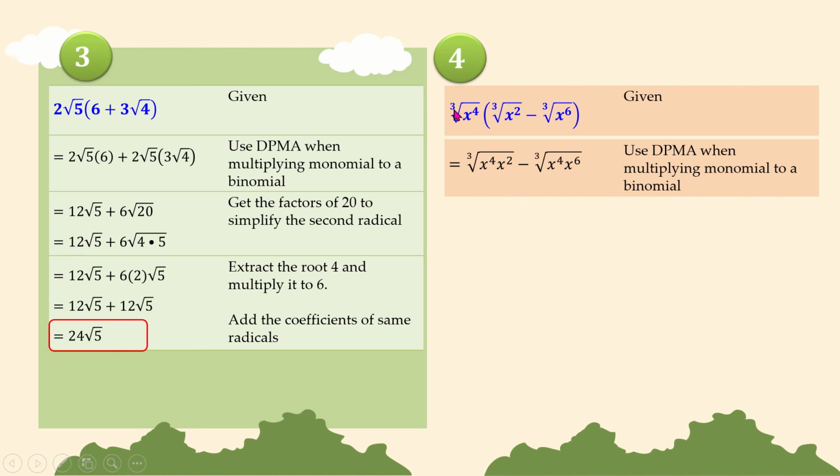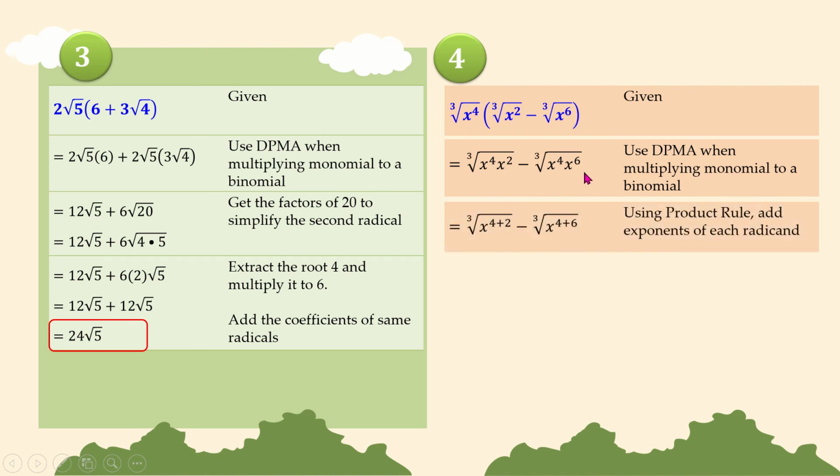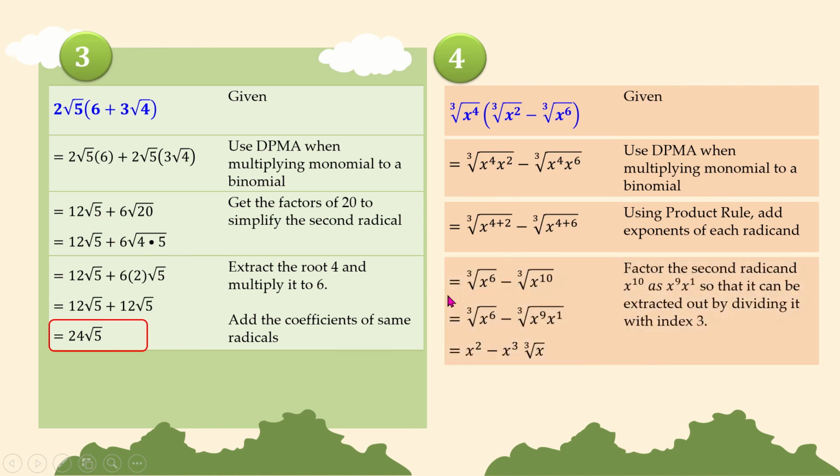But since pareha man ang index sa monomial o sa second term, so we write them also in one radicand. Cube root of x exponent 4 times x exponent 6. Next, using product rule, add exponents of each radicand, multiplying powers of the same base. Para sa base x ay pang-add ng mga exponent. So 4 plus 2 is 6. 4 plus 6 is 10. Cube root of x exponent 6 minus cube root of x exponent 10.